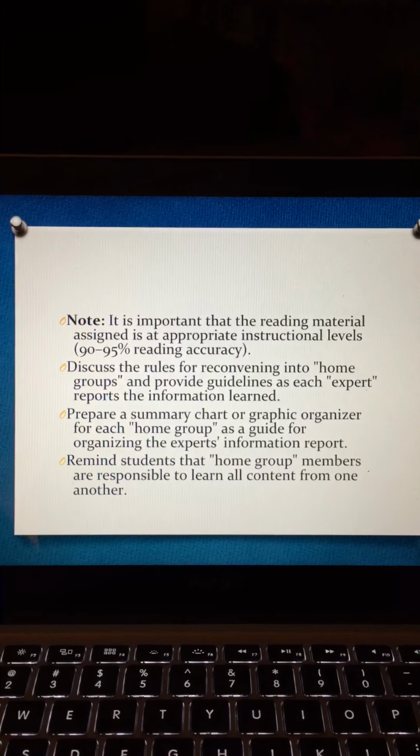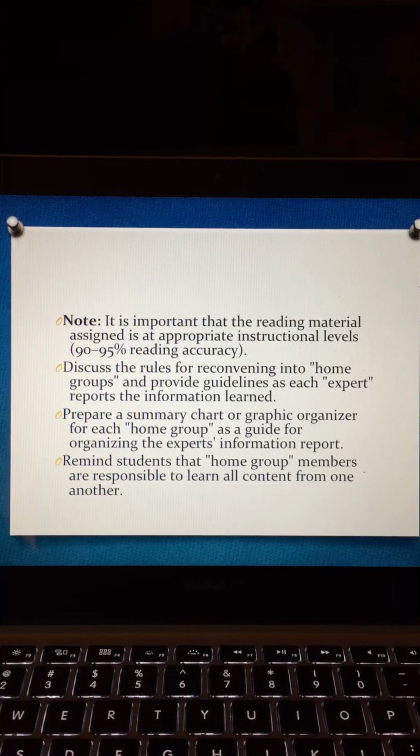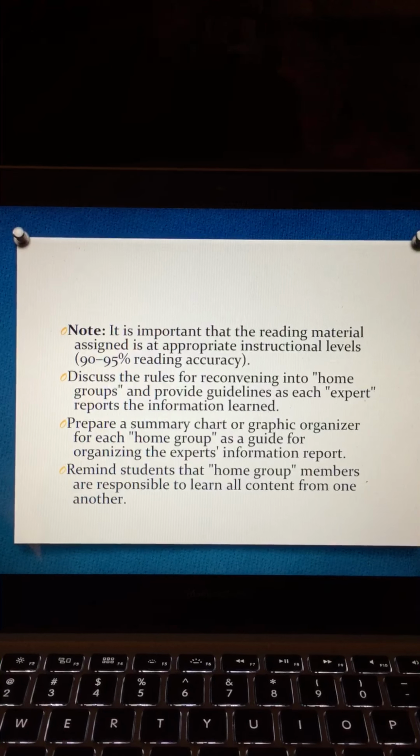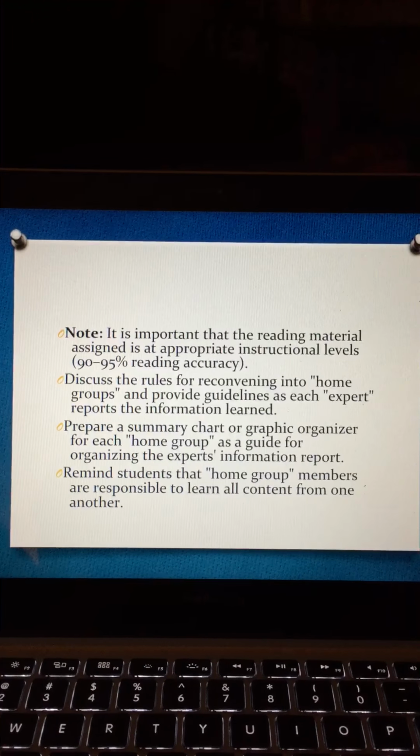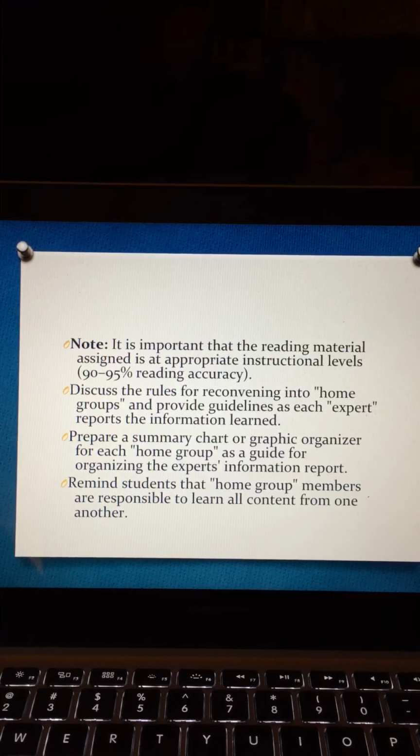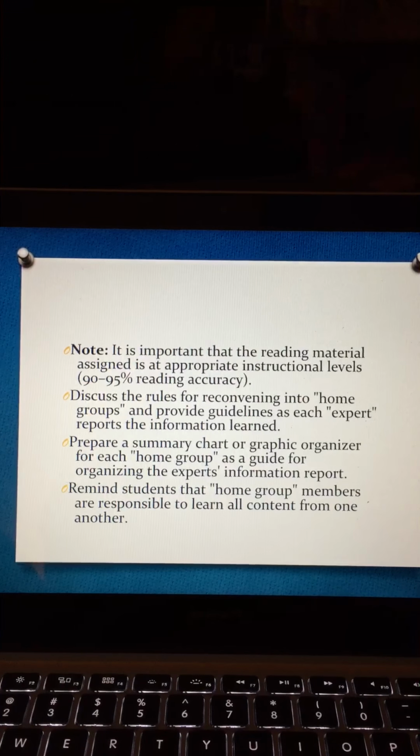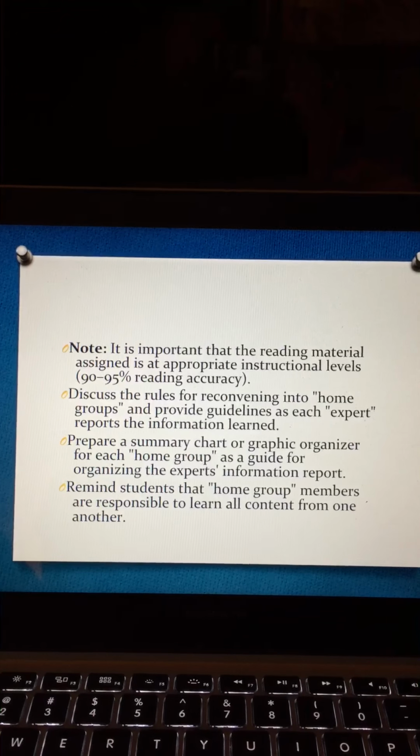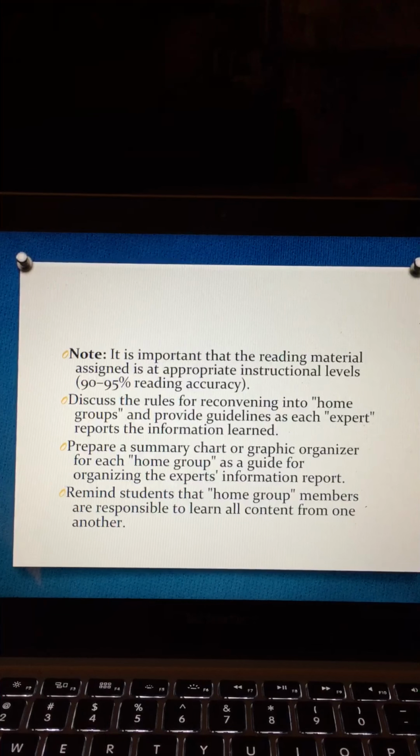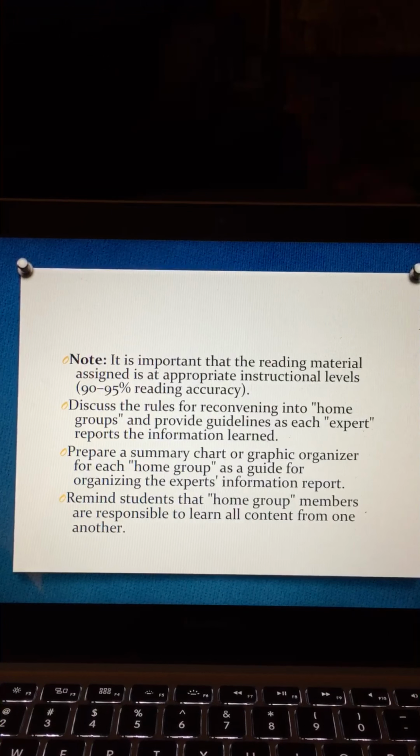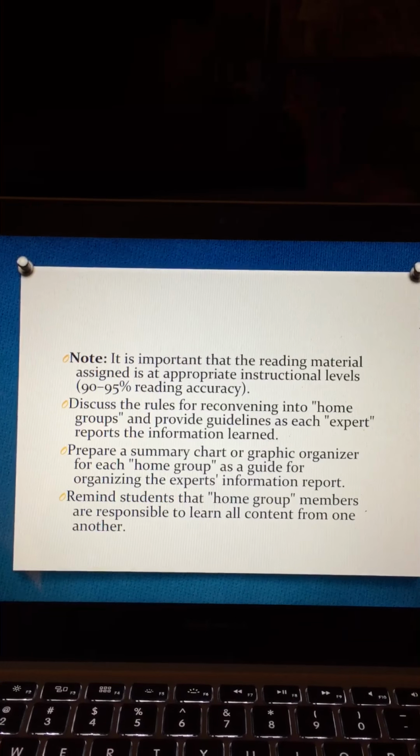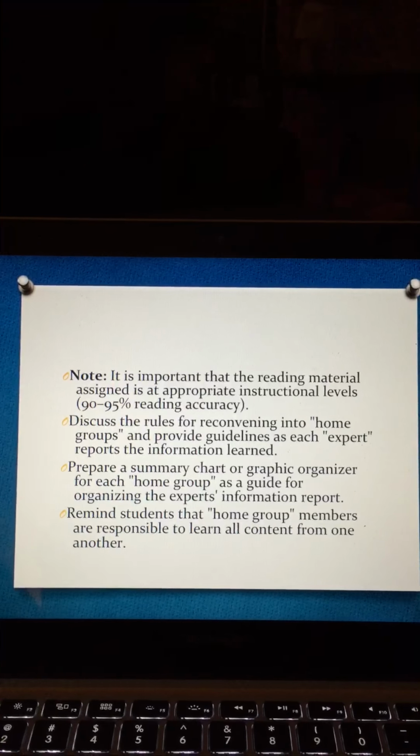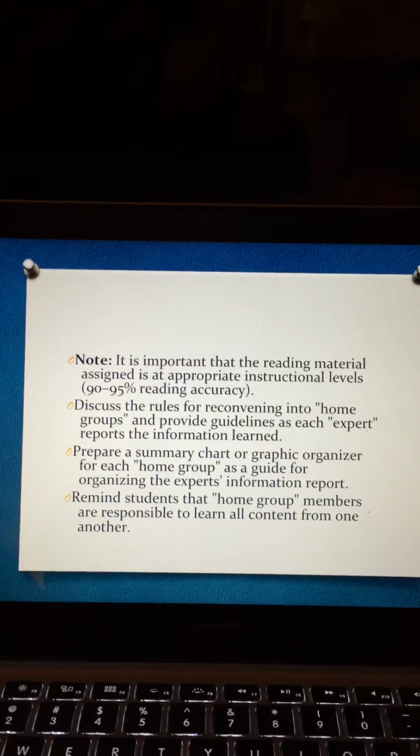And as a mental note, it is very important that the reading material assigned is at appropriate instructional levels. Again, 90 to 95% reading accuracy. We will discuss the rules for reconvening into home groups and provide guidelines as each expert reports the information learned. You'll prepare a summary chart or a graphic organizer for each home group as a guide for organizing the experts' information reports. And you will remind students that home group members are responsible to learn all content from one another.